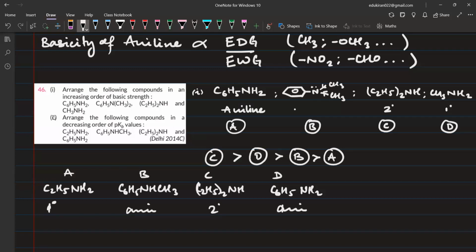ठीक है, but since this aniline is having CH3 group, so it will be more basic than the normal aniline. यहाँ पे भी सबसे ज्यादा क्या होगा 2 degree, that is C. After that amine is A. Then you will look at aniline. Aniline में substituted aniline will be more basic, that is having CH3. So that is why we will be having B, and then we will be having the pure aniline, that is D. Now this is the order of what? Basic strength.